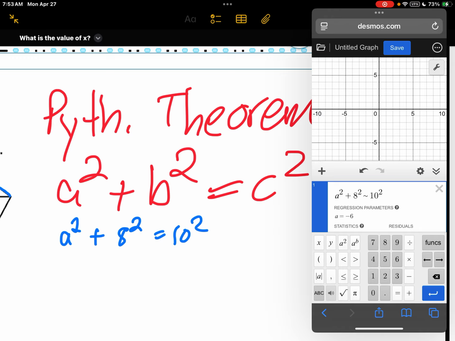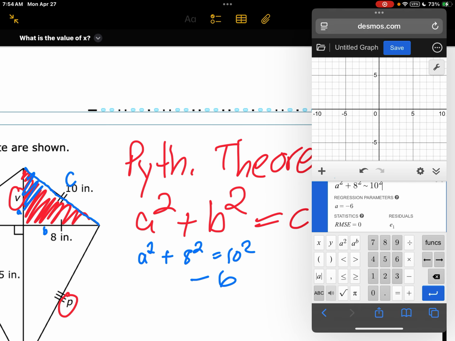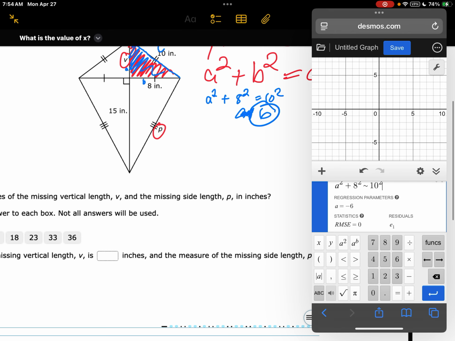Okay, I'm glad I got a negative answer. Remember, with shapes, when using Desmos, you're going to ignore the negative answer if you are working with a shape of some kind. We're working with a triangle, so we're going to ignore this negative sign. The answer is 6. All right, so V is 6. Let's go put that. V is 6.